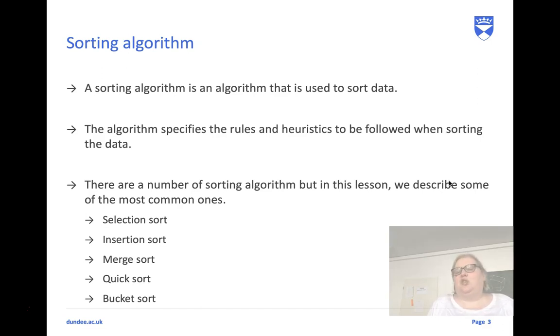There's heuristics for how you may choose to sort the data, but you don't always have to do it that way. Rules are things we follow. Heuristics are kind of a rule of thumb. That's another way to think about it. It's like, this will probably work well, so we'll do it that way.